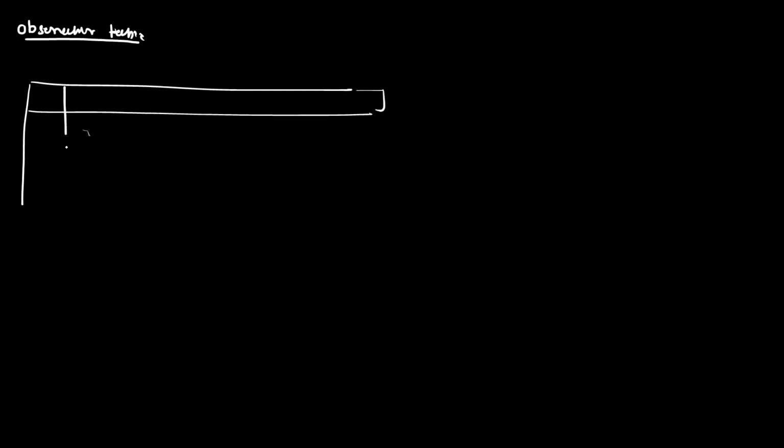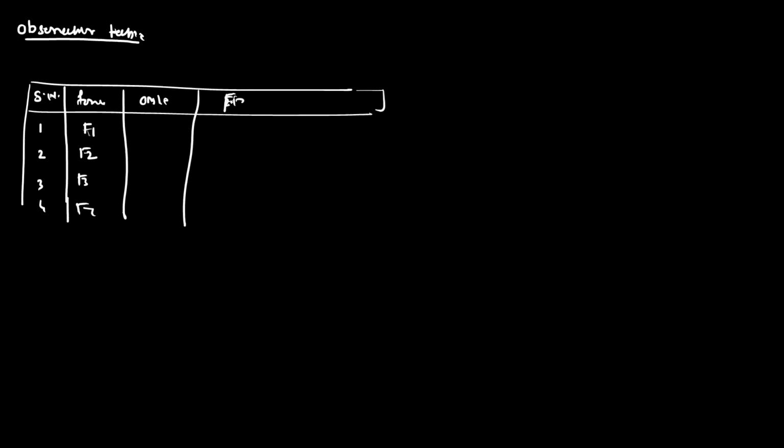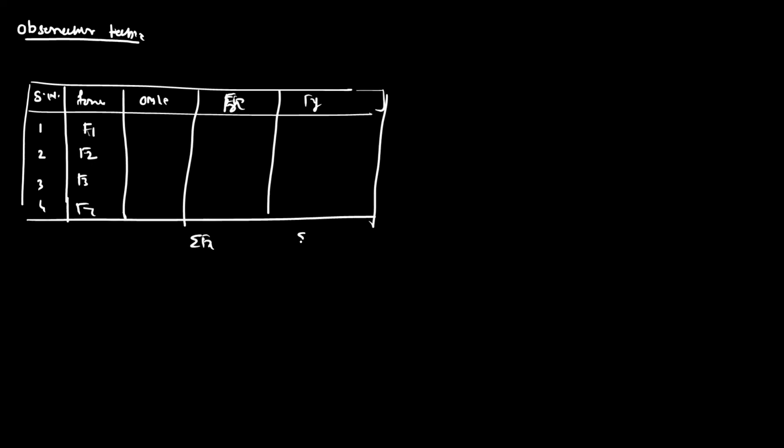So in the write-up, there is one page having the observation table. This observation table is only for the theoretical procedure to find out the result. In that table, I think the first column is serial number. So here we have 1, 2, 3, 4. Then we have force F1, F2, F3, and F4. Then after that, we have their angle, which is with respect to the x-axis. Then we have fx, the x component, and the y component. And here we have summation fx and summation fy.